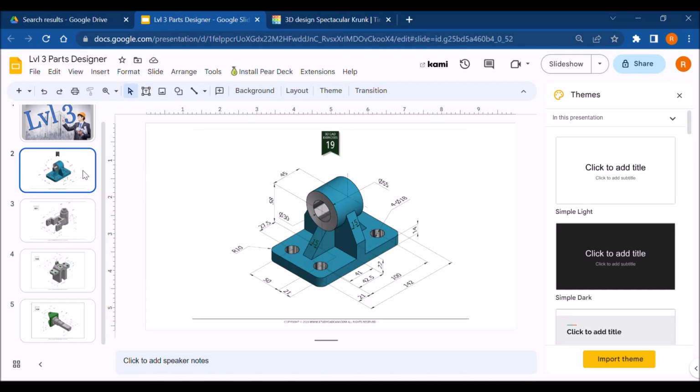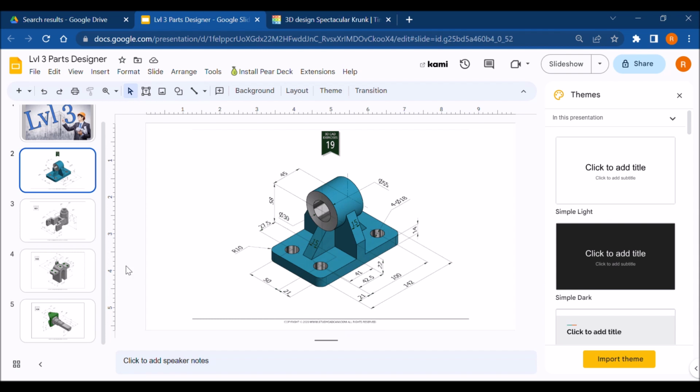We're going to be working through shape one on parts designer level three. This guy's pretty symmetric, so it's not too bad. We're going to start by making the base. We'll make a rectangle that is, we can see here, 142 millimeters long.